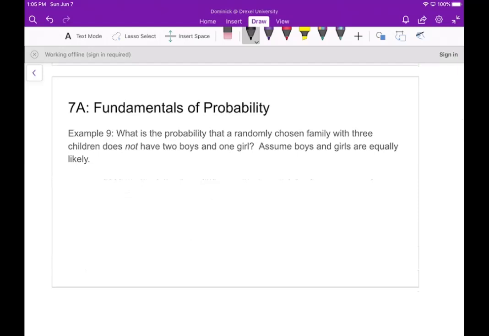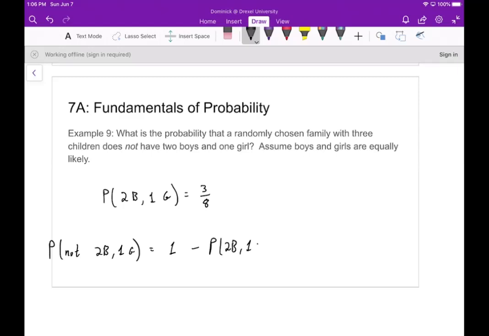Now, if we want to know what is the probability that a randomly chosen family with 3 children does not have 2 boys and 1 girl, right? We found the probability of 2 boys and 1 girl in the previous example was 3 out of 8, right? So if we want the probability of not 2 boys and 1 girl, well, of course, that's 1 minus the probability of 2 boys and 1 girl. So then that's 1 minus 3 over 8, which would give you 5 over 8. So that would be the probability that you did not have 2 boys and 1 girl.